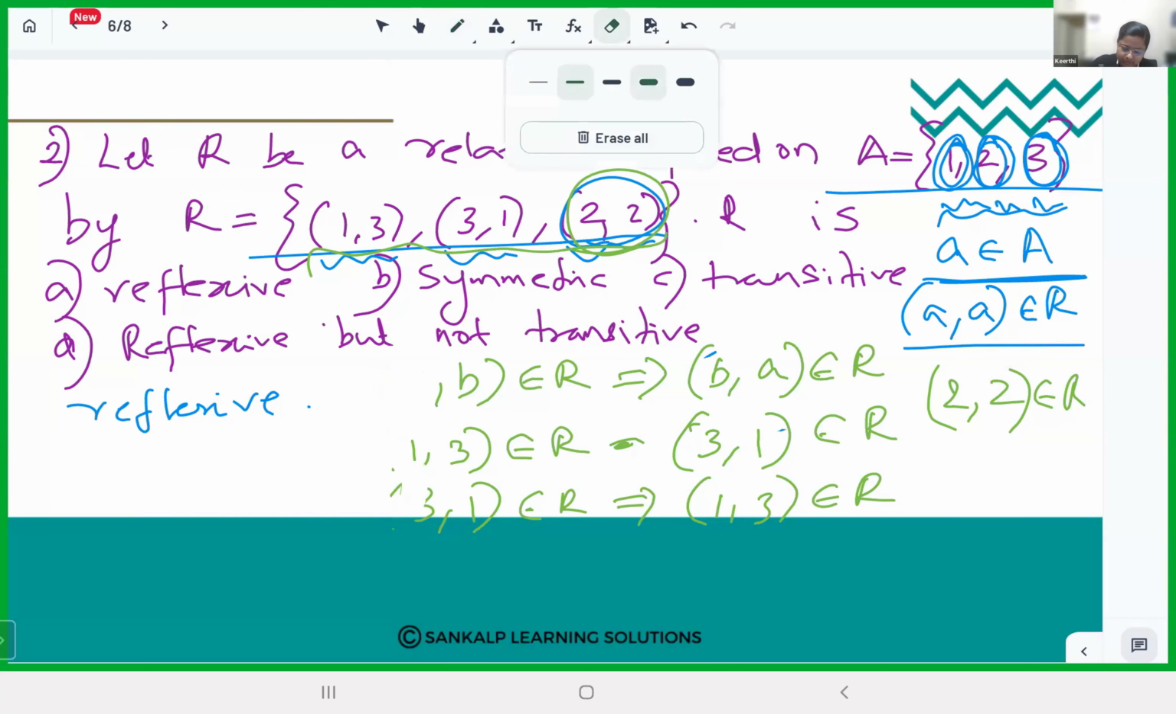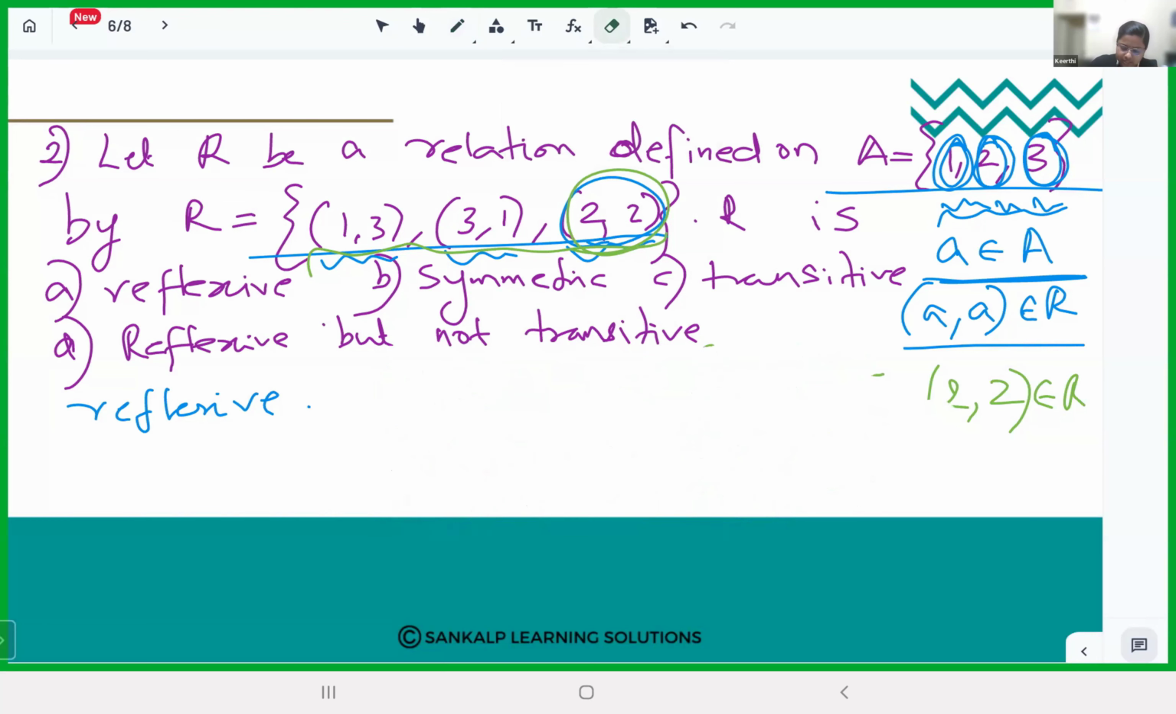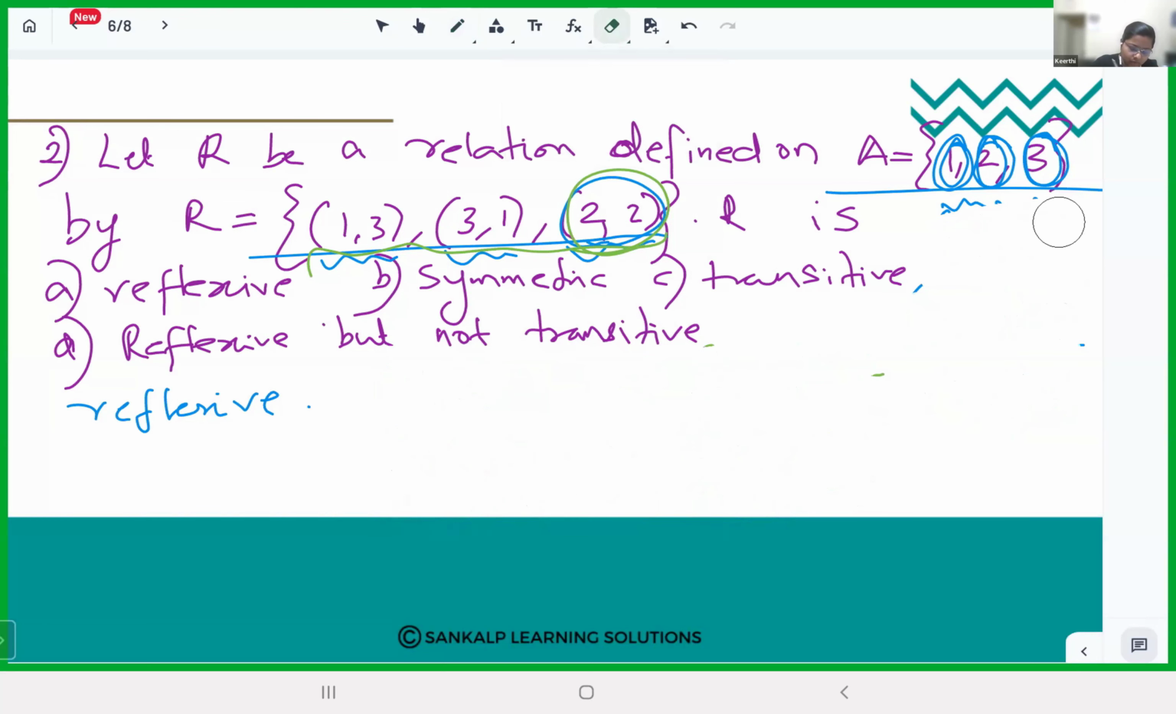So it doesn't satisfy the property of reflexive relation, but it satisfies the property of symmetric relation. Now we are going to check whether it is transitive or not.